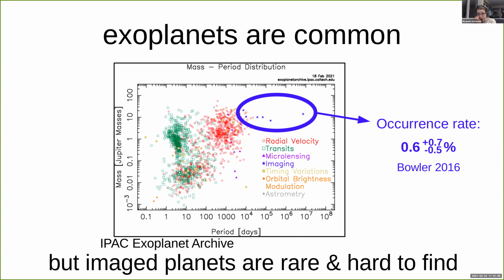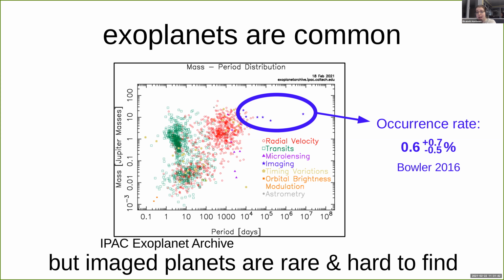So Brendan Bowler had a result where he found that the occurrence of the kind of planets that we can image with current facilities is less than 1%, it's 0.6%. And that's planets above a couple of Jupiter masses and more than a couple of tens of AU from their host stars. And these planets are also very hard to find. We just don't have the sensitivity to small planets that the radial velocity and transit techniques, for example, do. Although in the next decade or two, those mass limits will start to really push down. Right now, we're typically limited to planets that are bigger than a Jupiter mass with the direct imaging technique.